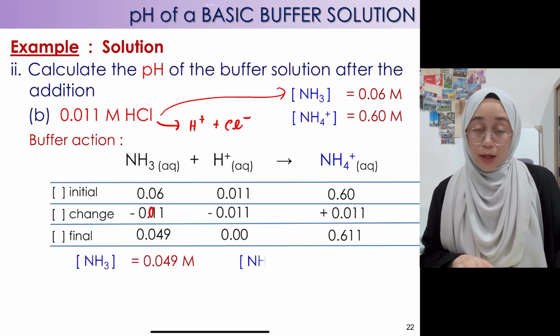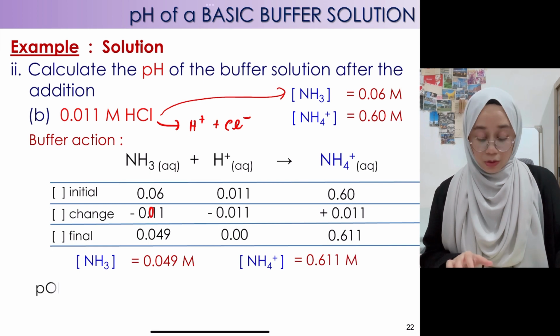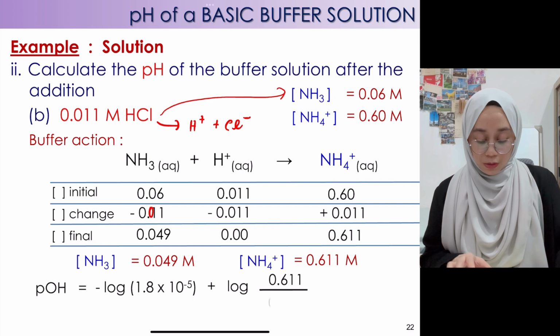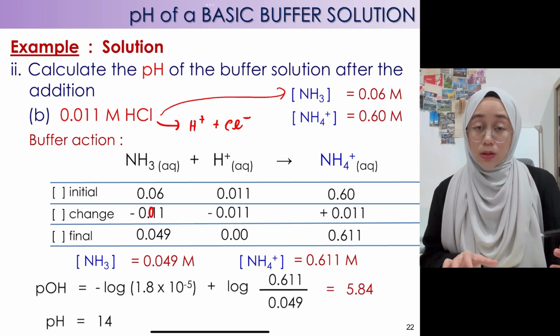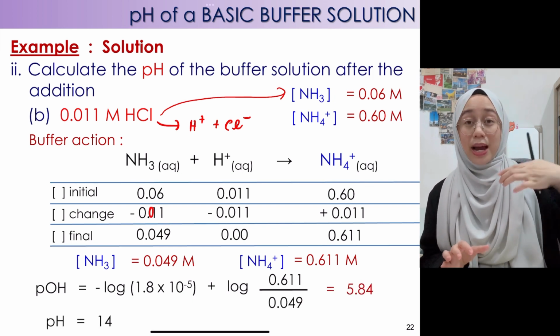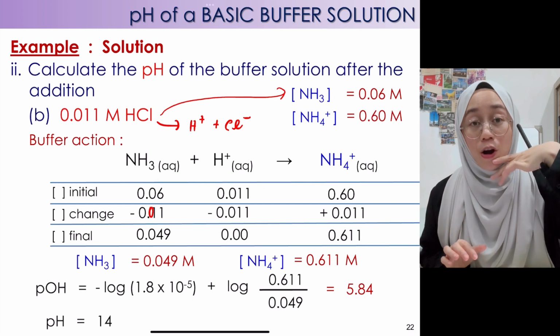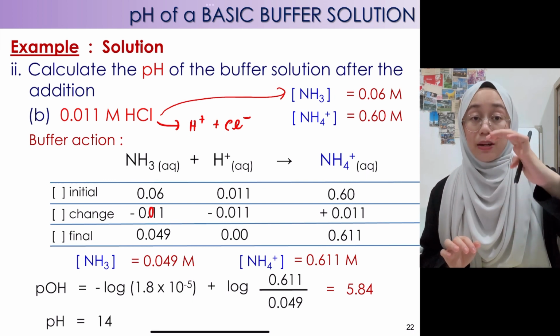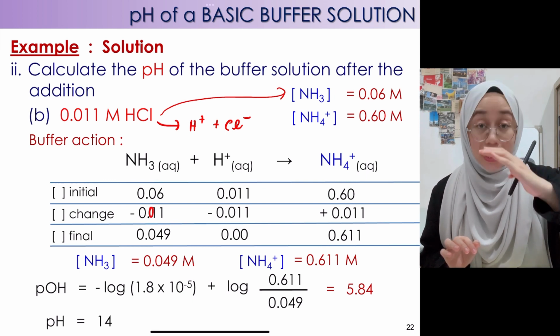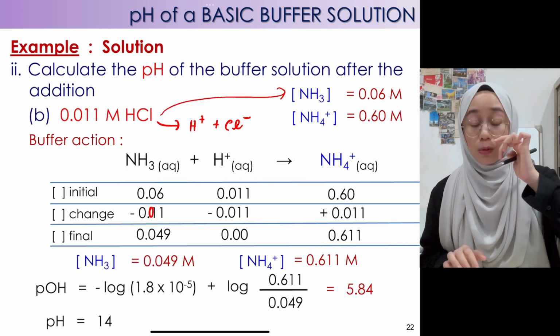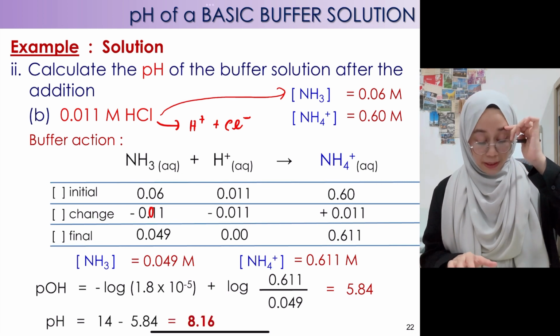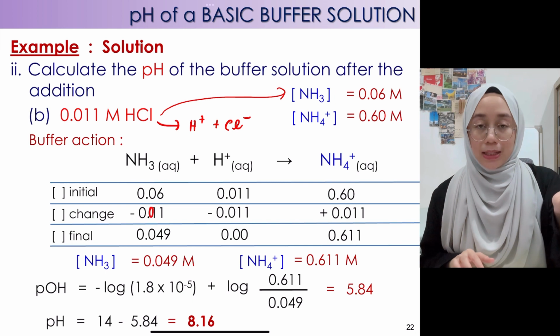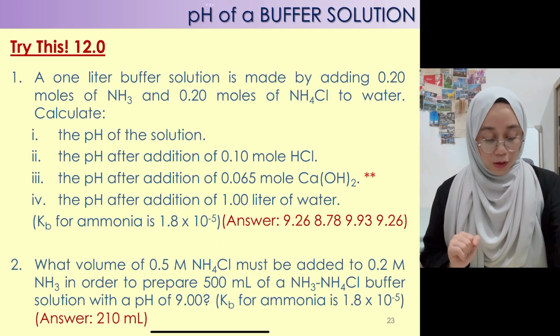So now kita dah ada the new concentration of the weak base and also the salt. Therefore kita masukkan dalam Henderson-Hasselbalch untuk buffer solution. So we get 5.84. So bila kita kira pH, since we are adding a strong acid class, so we are expecting the value of the buffer solution will be slightly lower daripada 8.26. So dapat berapa kat sini? So dapat 8.16. So make sense lah. Okay, alright. So settle dah dekat sini.